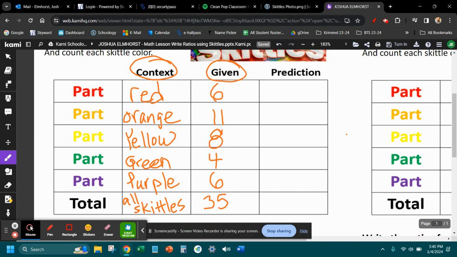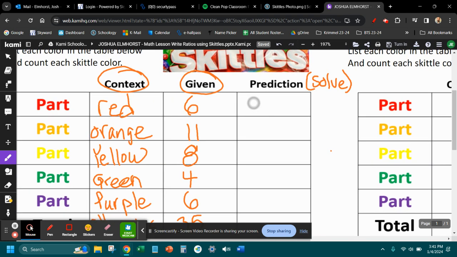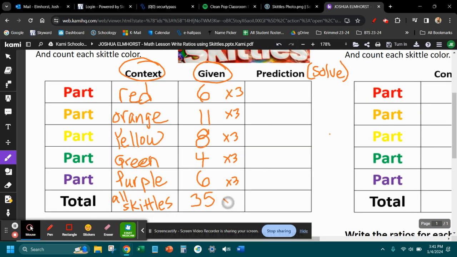Now, we started with context and then the given information. Another word for the prediction is going to be the solve. With the given information, what can we do as far as making a prediction, or can we solve with the information? I'm going to pick just 3 packs for a random reason. Math-wise, what would we do to the ratio if we had 3 packs to get an equivalent ratio? Multiply by 3. Times 3, times 3, times 3, times 3.